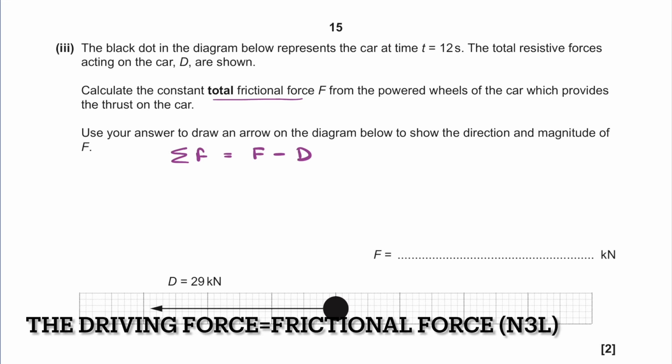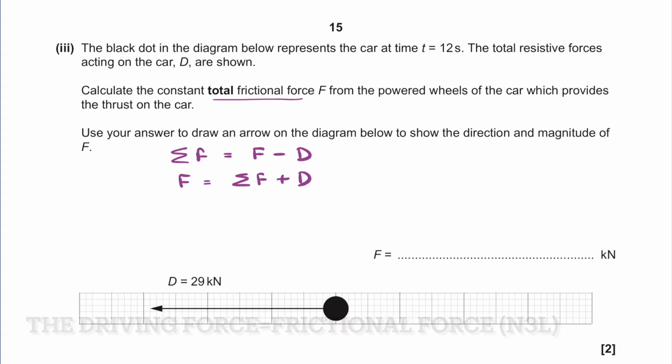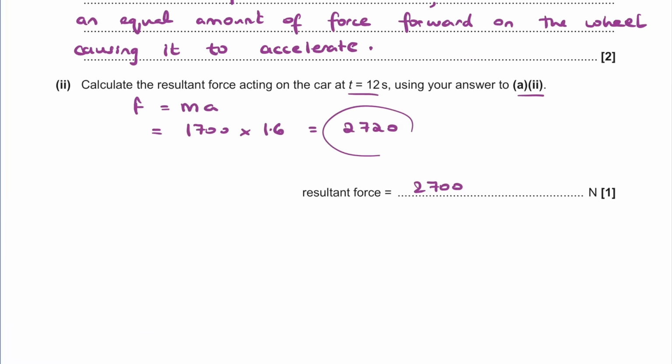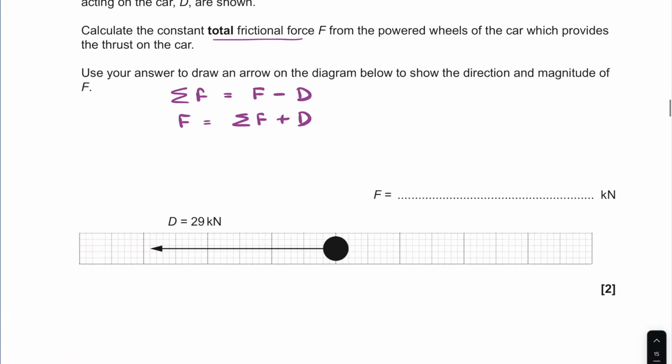And therefore the frictional force, the constant force, will be equal to the net force plus the value of drag. Now, in the previous part, we calculated the resultant force to be 2,720, and the drag is 29,000. So 29,000, and that gives me 31,720 newtons, or rounded to two significant figures, it'll be 32 kilonewtons.